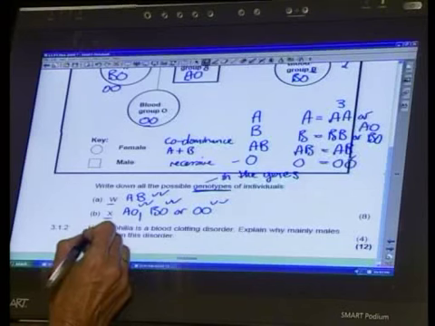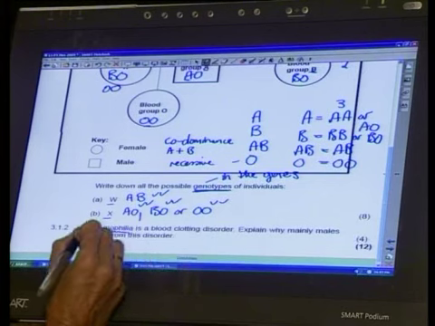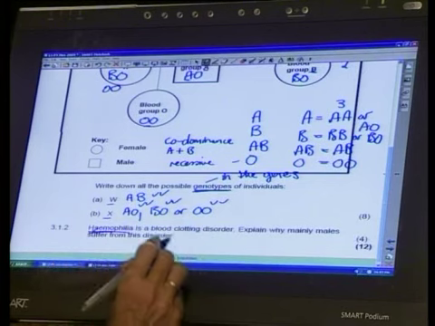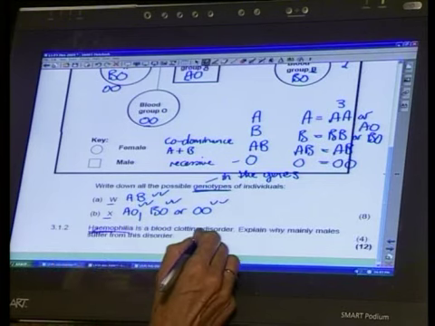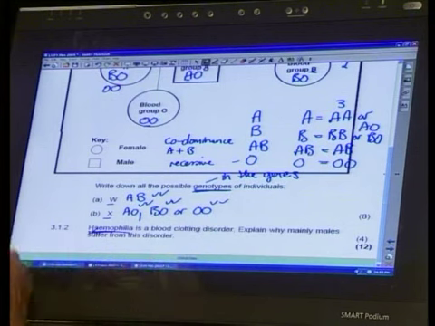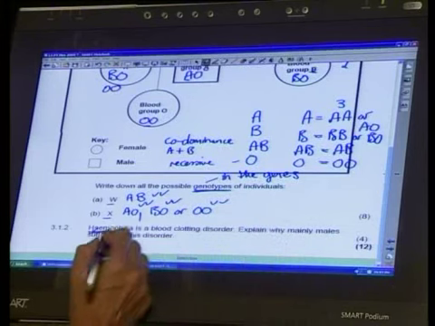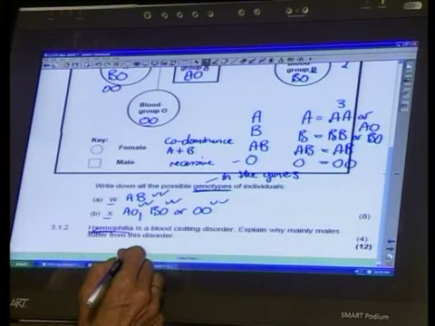Okay, now they talk about hemophilia. And hemophilia is a blood clotting disorder. In other words, the blood cannot clot properly. And if those people get bumped, they can actually bleed to death. So it's not a very nice thing to have, and it is genetically passed on. So it is a genetic disorder. Explain why mainly males suffer from this disorder.